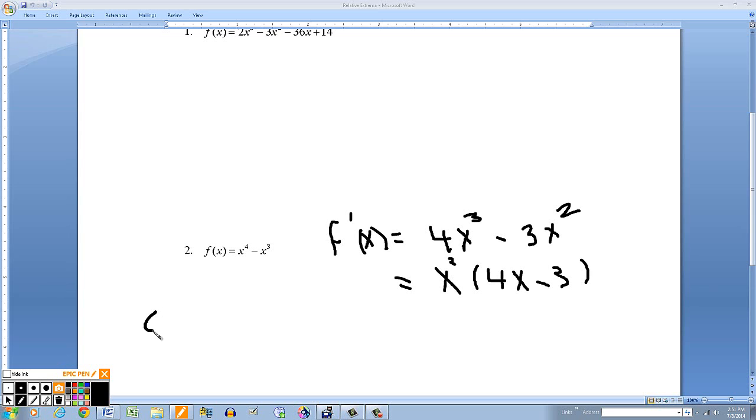So 0, critical number. And of course 4x minus 3, if you set that equal to 0 and solve, you get 3/4. So the critical numbers are 0 and 3/4. Now again, I want to point out to you that if a function has a relative extrema, that is either a maximum or a minimum, it's going to occur at the critical numbers.